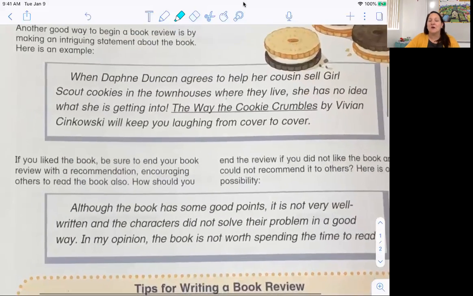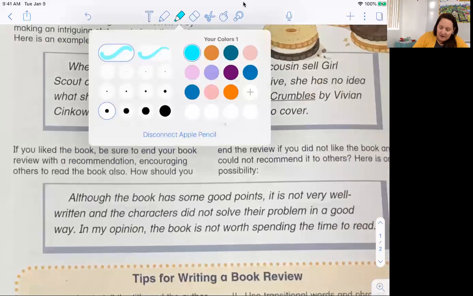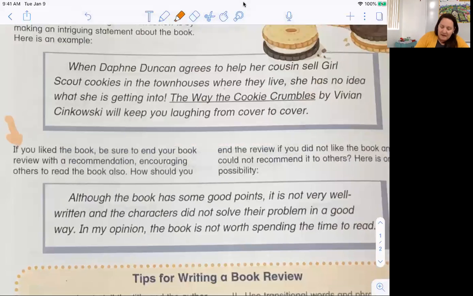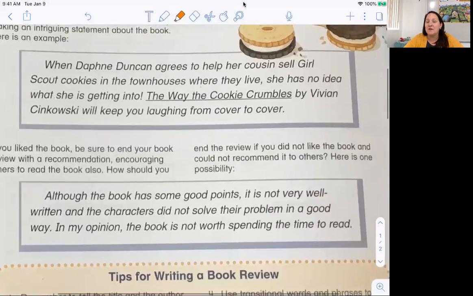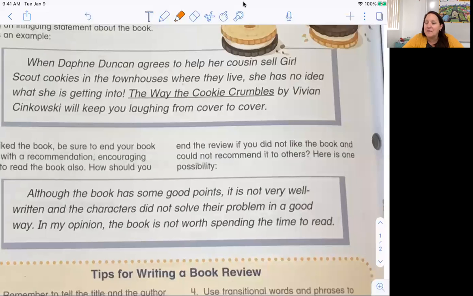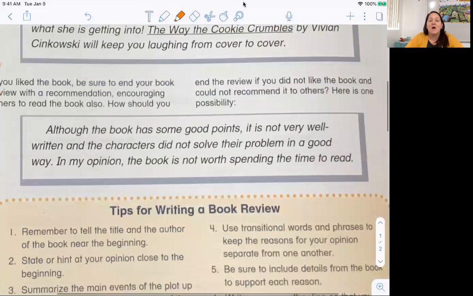If you like this book, be sure, we're looking here now. Oops, that color doesn't work. Right here, okay? If you like the book, be sure to end your book review with a recommendation, encouraging others to read the book also. How should you end the review if you did not like the book and could not recommend it to others? Here is one possibility. So let's look at what this says. Although the book has some good points, it is not very well written and the characters did not solve their problem in a good way. In my opinion, the book is not worth spending the time to read.